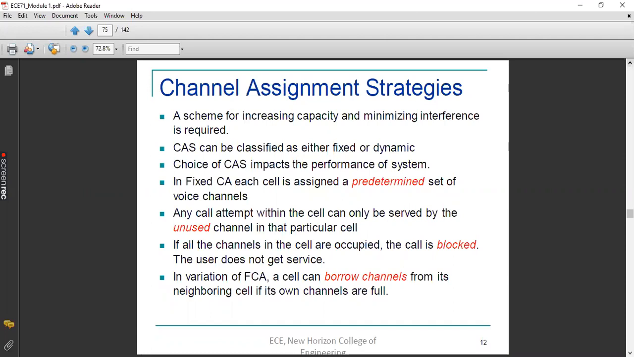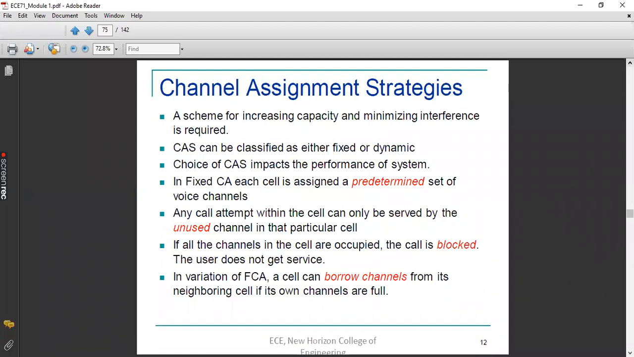So what will I do? I'm not willing to delay my conversation as such. I should not wait for the call to set up, or for the call to initiate. So what I have to do is get access to some other channels of a nearby cell. I will request or borrow the channel from my neighboring cells, because my own channels, the channels assigned to me, are now full and already in busy status.